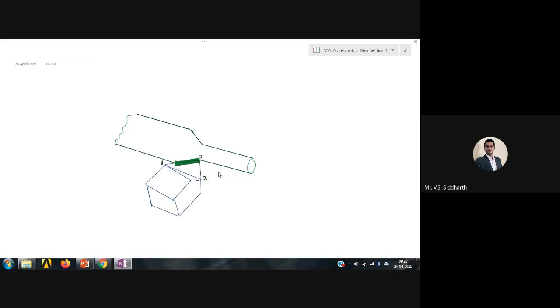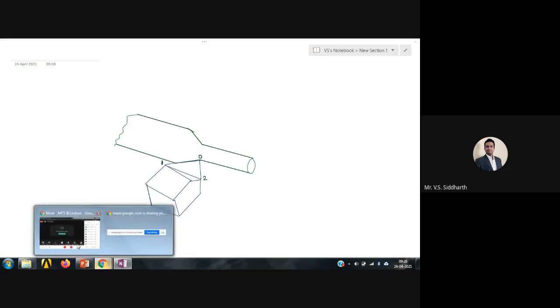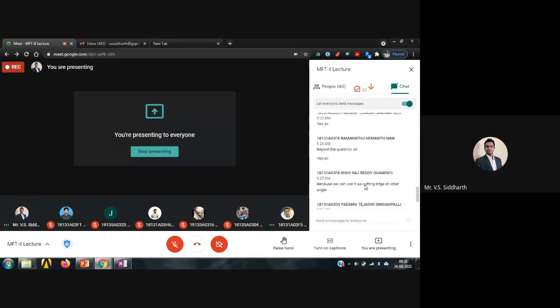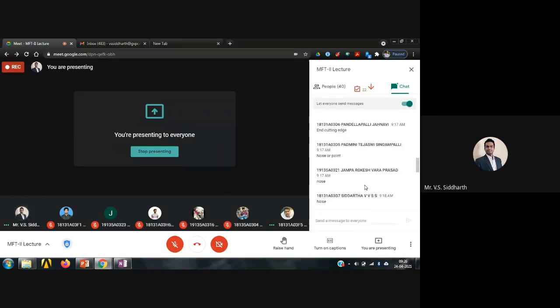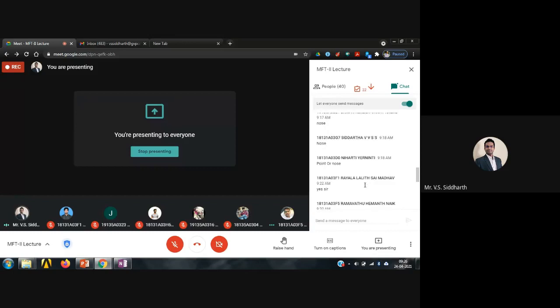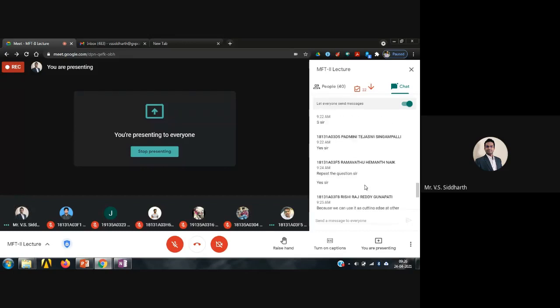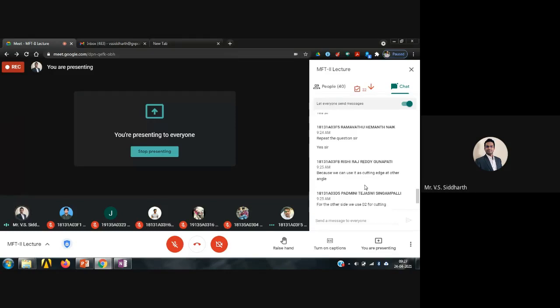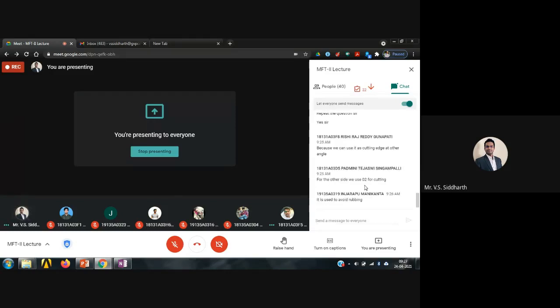How many of you have understood the question? Someone says it is used to avoid rubbing. Okay, your answer is somewhat correct, but you tell me why 02 is known as a cutting edge. If it is used to avoid rubbing, I should have called it by some other name. Someone has written something: nose or point. Because we can use it as a cutting edge at another angle. Okay, you also said the same thing.